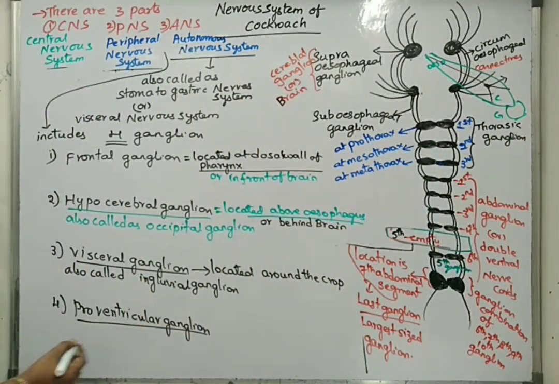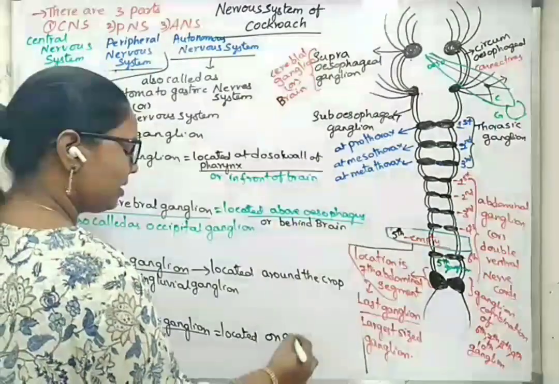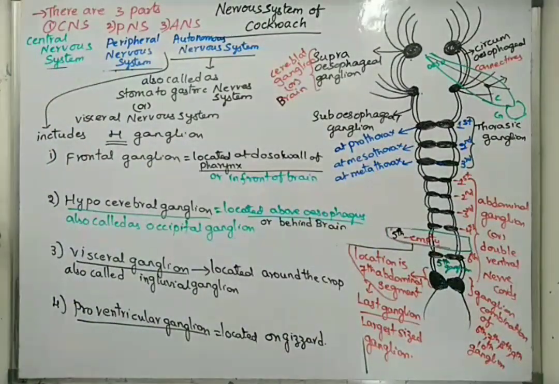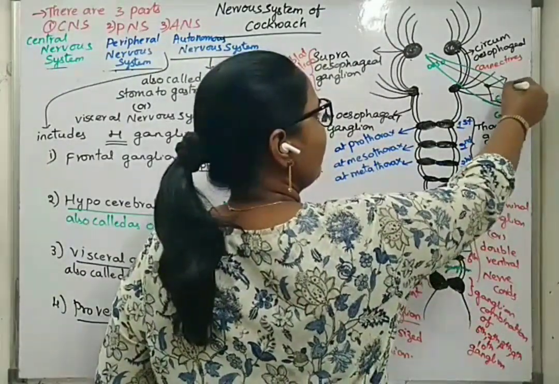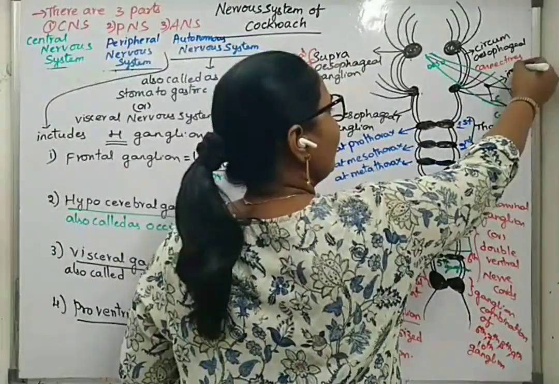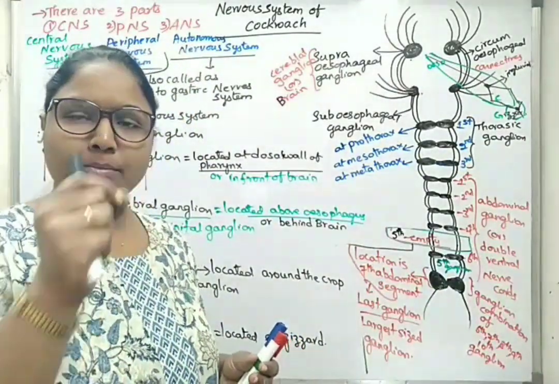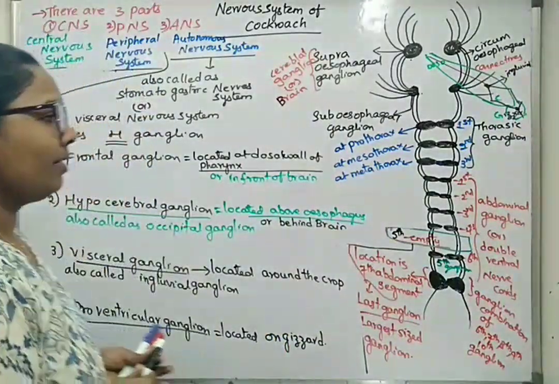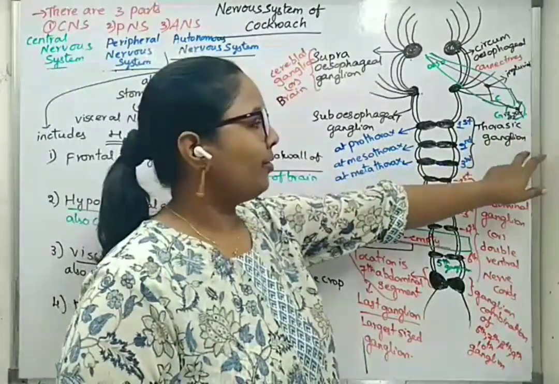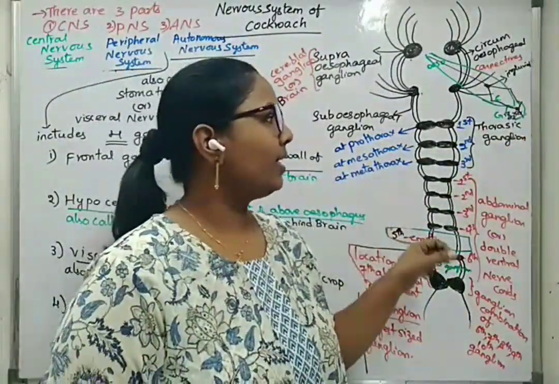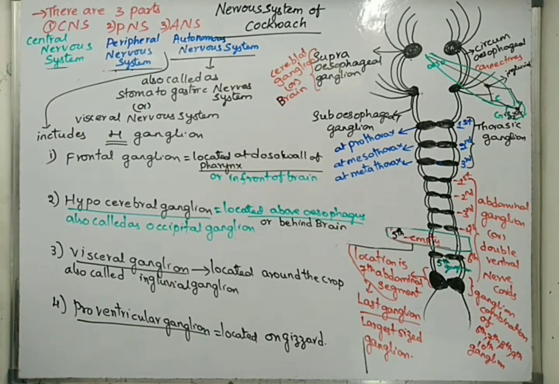Next one, proventricular ganglion. This is located around gizzard. So, we know that this area is a gizzard. So, here it will be present. This is connected to gizzard. We know that gizzard is also called as proventriculus. Ventriculus means midgut or middle type of alimentary canal. So, mesenteron or midgut, that we use the term for middle part of the alimentary canal. So, gizzard is called as proventriculus. So, the ganglion that is present around or on gizzard is called as proventricular ganglion. So, these are important points related to autonomous nervous system.